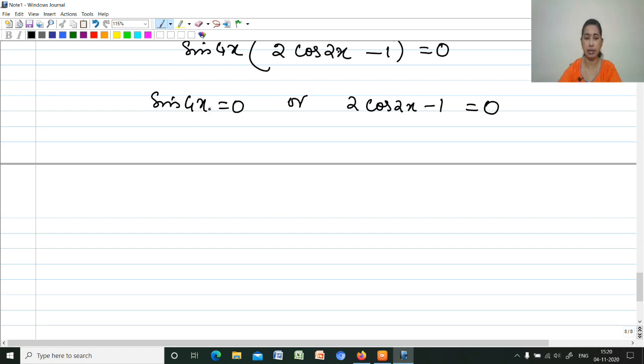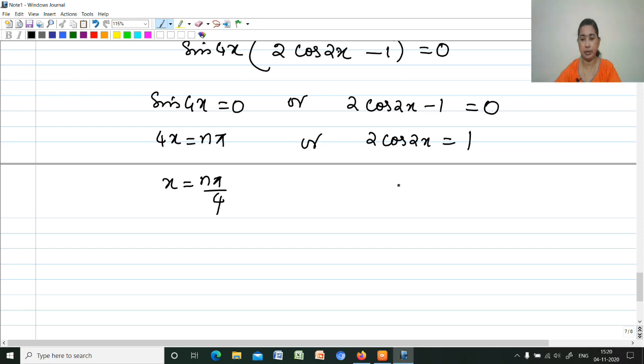Sin of some value equal to 0 means this angle, that value will be multiples of pi. Sin of multiples of pi only will get the value as 0. So I can write 4x equal to n pi, or x equal to n pi by 4. Then, or here 2 cos 2x is equal to 1.